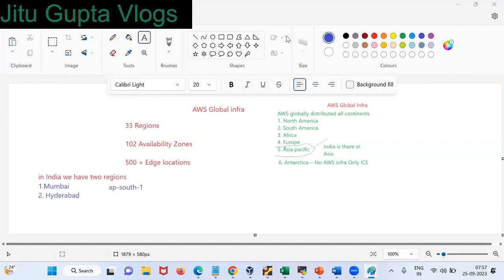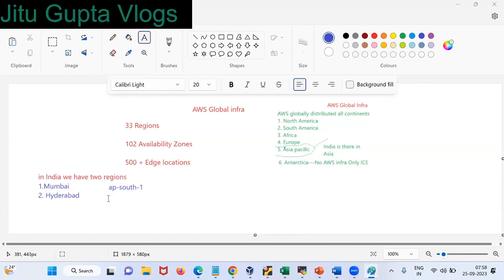Why South? Guess it. Yes, we are in the south. We are in the south of the Asia Pacific. That's the reason for South. Why one? One region. Clear? AP South 1: Asia Pacific South, one region. In Asia, on the South side, only one region is there. That is Mumbai. Clear from this code?